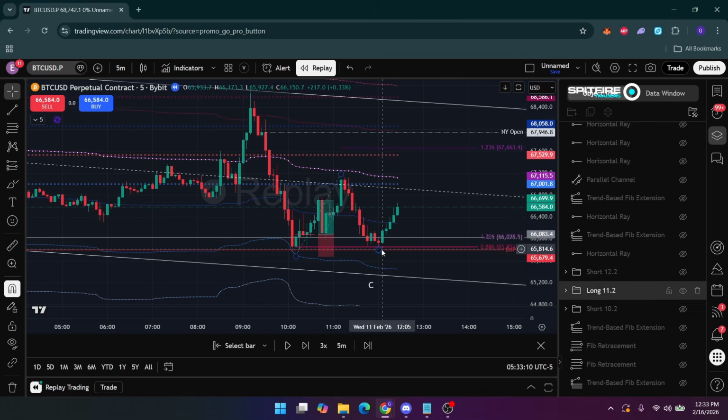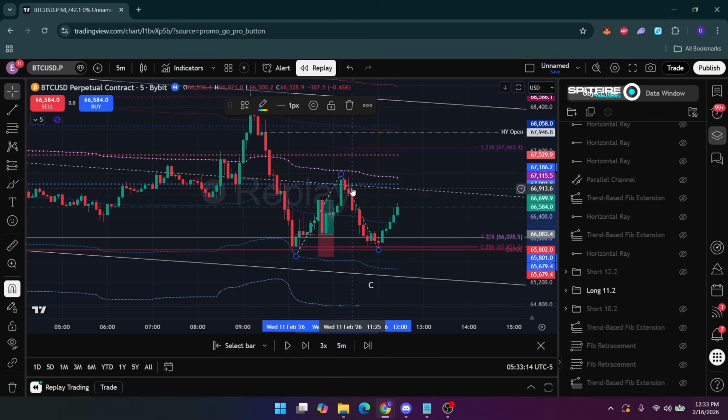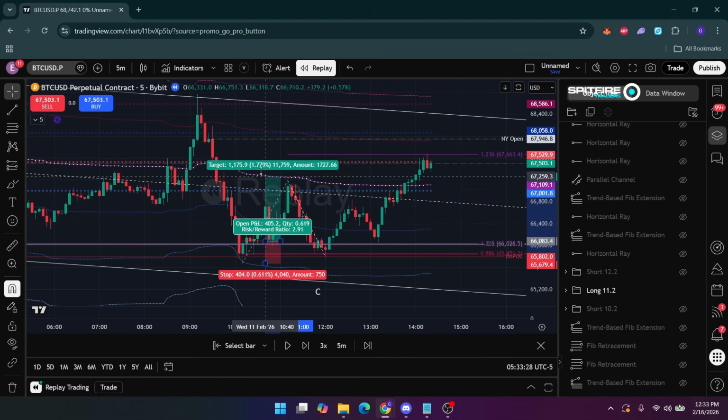After she holds the 886, I got the fib extension for the last wave up. So we have A, B, C from here. And this is where I took profits. And we let the price go. This is it. This was the trade.